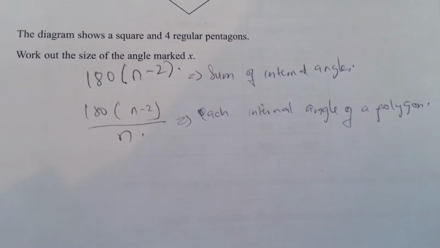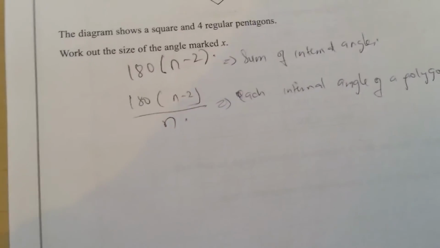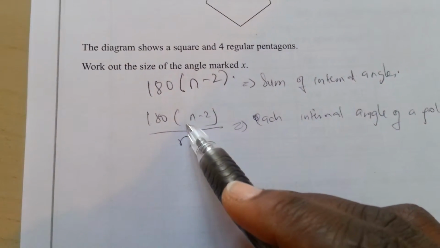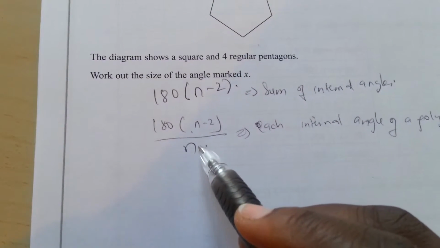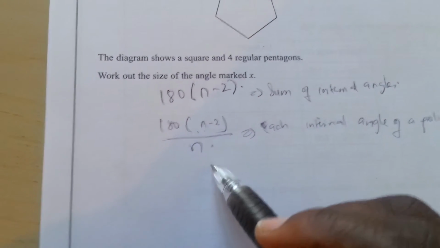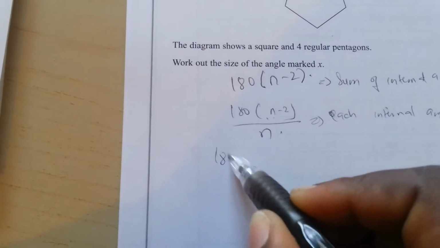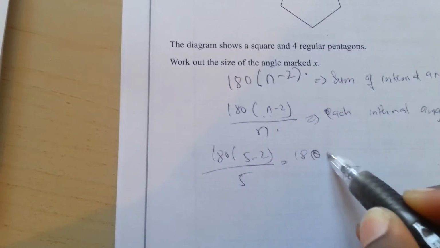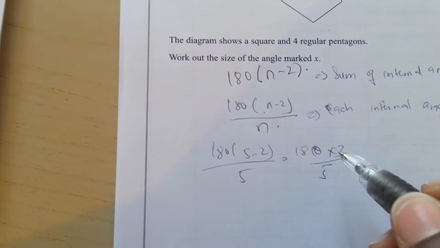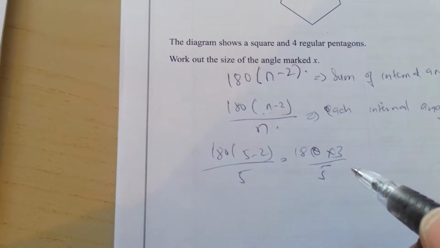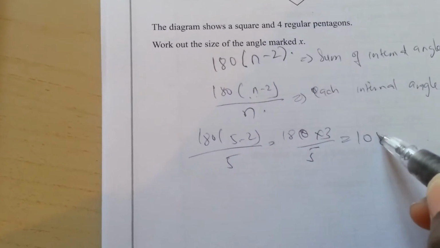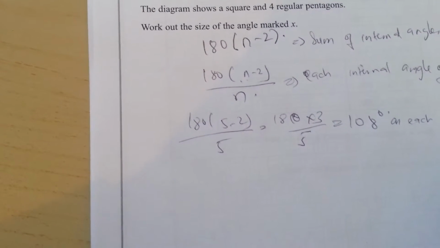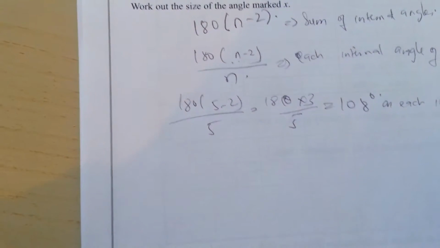Okay, now having established that fact, n represents the number of sides. We're going to put our n as 5 and solve this equation. So we have 180 into 5 minus 2 over 5. We have 180 by 3 over 5. Then you're going to have 108 degrees as each internal angle of a pentagon.